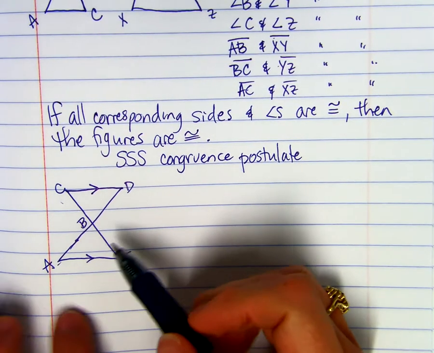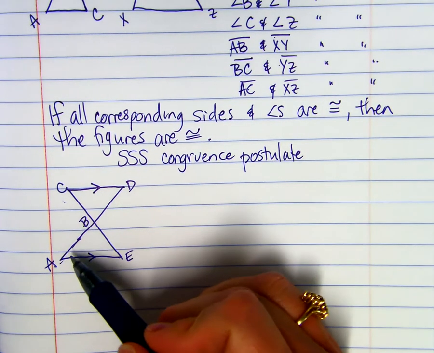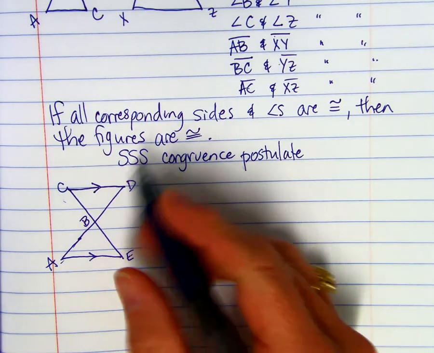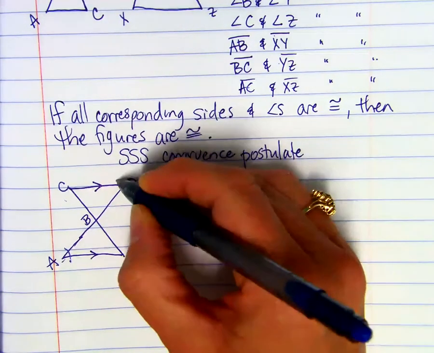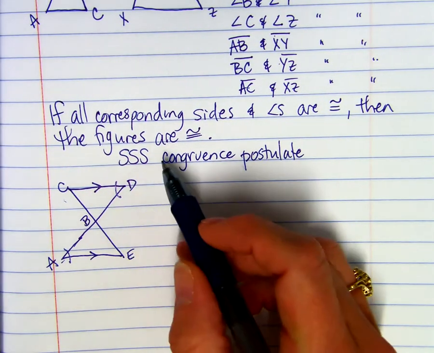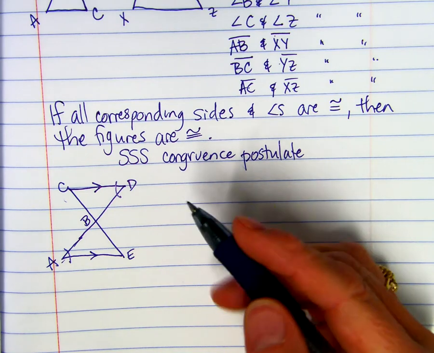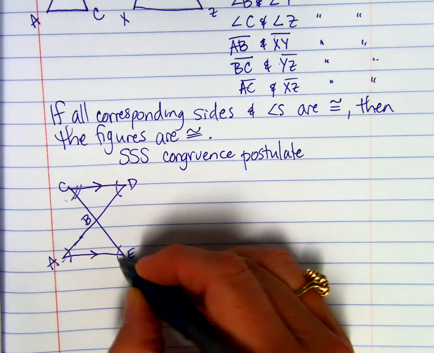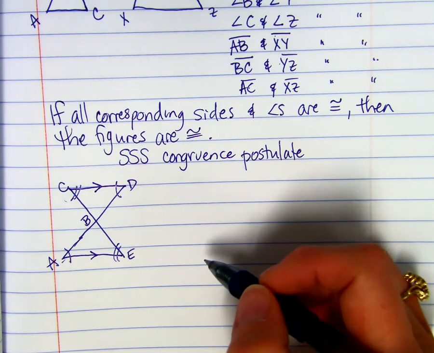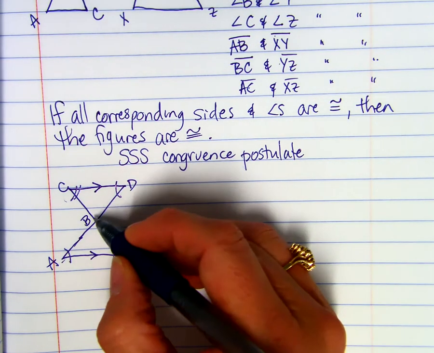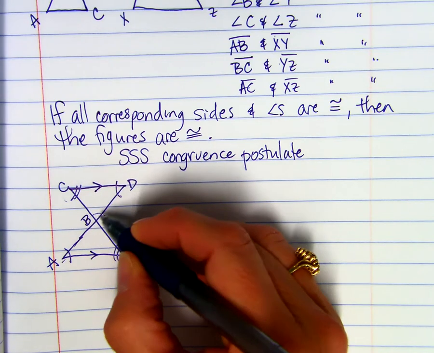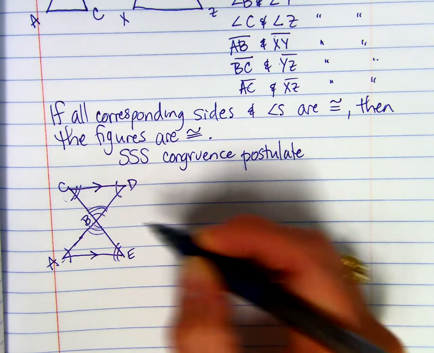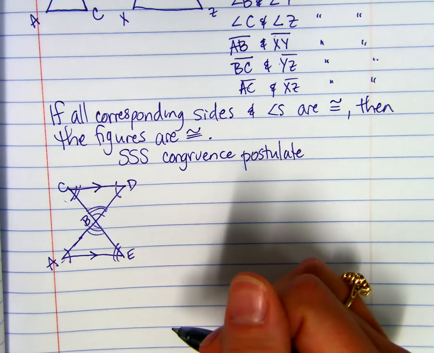Okay. So when we look at this, we can see that because these are parallel, angle A and angle D will be congruent by the alternate interior angles theorem. And then angle C will be congruent to angle E by the same theorem. And then CBD will be congruent to ABE by the vertical angles theorem.